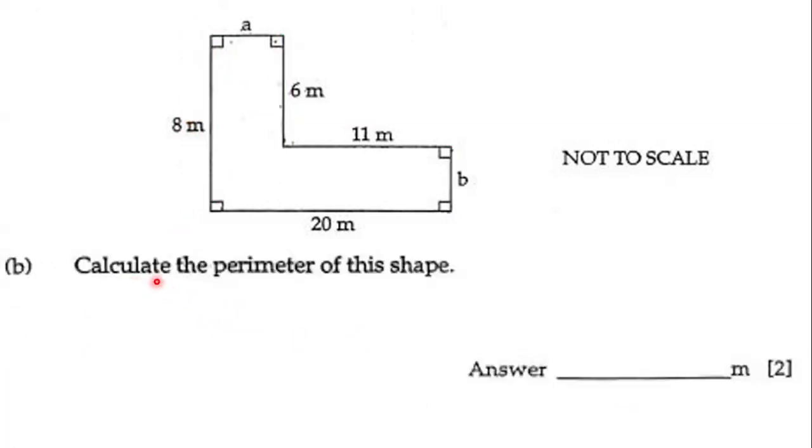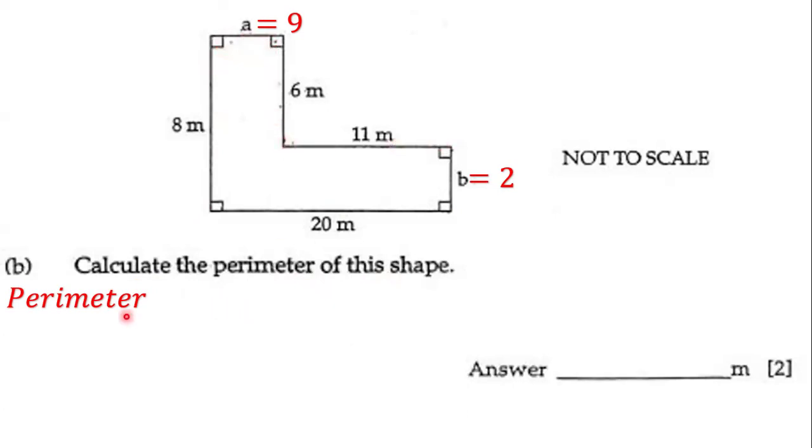Next, our goal is to calculate the perimeter of the shape. We already know that B is 2 meters. We already know that A is 9 meters. And so we're going to calculate the perimeter of the shape. Now, the perimeter is the distance along the shape, or distance around the shape. That's a better way to say it.